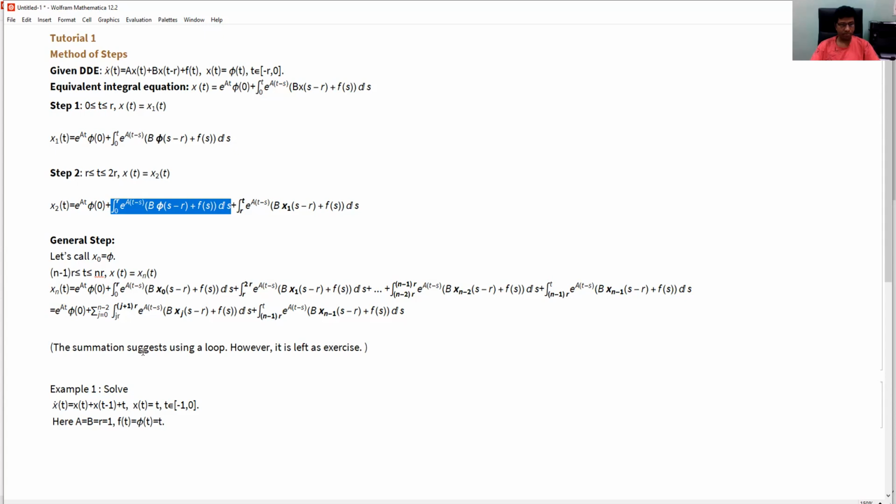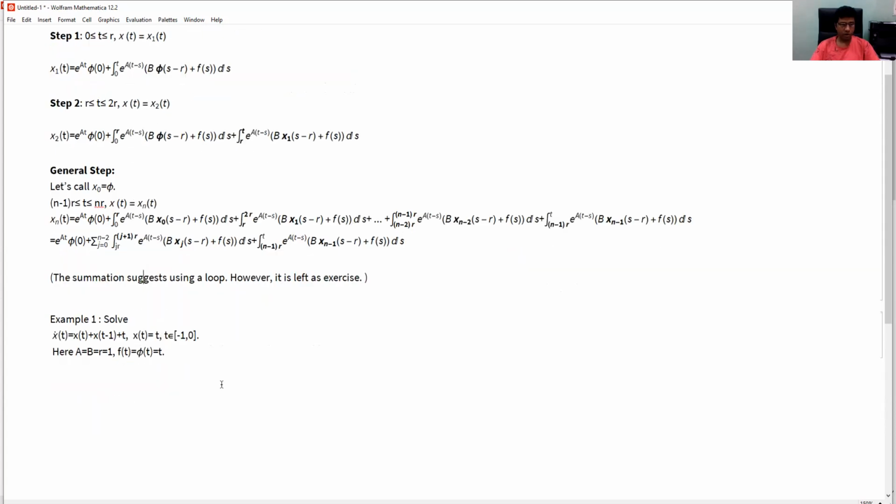Now let us see this method for one example. The example is x dot of t equal to x of t plus x of t minus 1 plus t. The initial function phi is t here, the delay is 1, so x of t is t when t is in the interval minus 1 to 0. I think this example is discussed in our lecture. Let us see how we can utilize Mathematica for this solution.